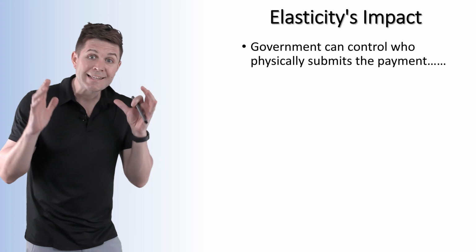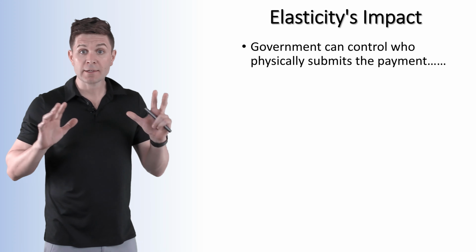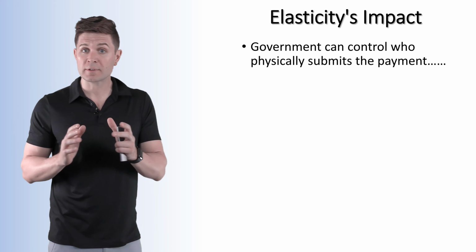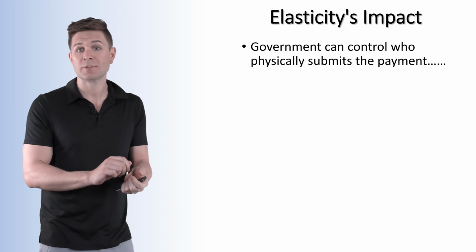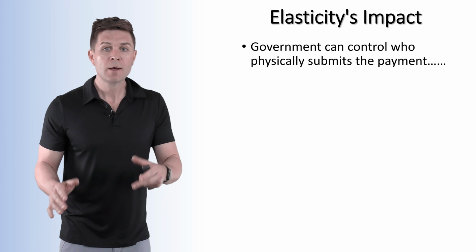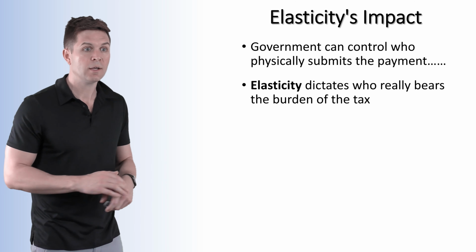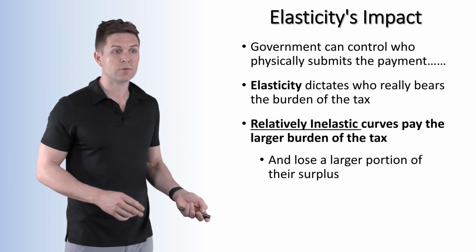So let's talk about how elasticity impacts the taxation of a given market. Now, like I said, the government can control who physically submits the payment, who has to fill out the check, who has to send it in to the government. The government can control that. But who really receives the burden of the tax is going to be based on elasticity. So elasticity dictates who really bears the burden.